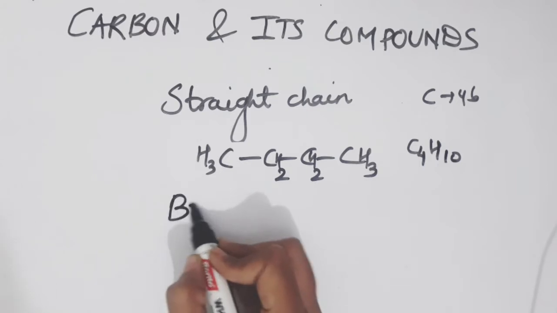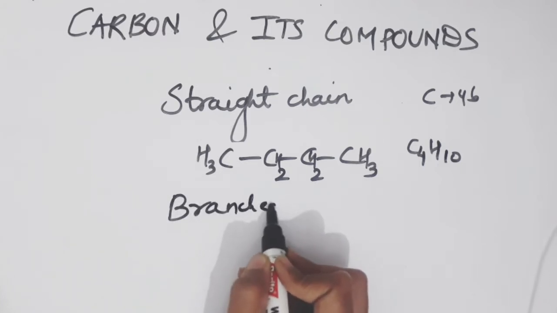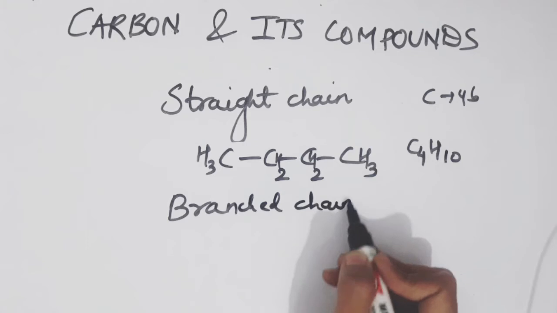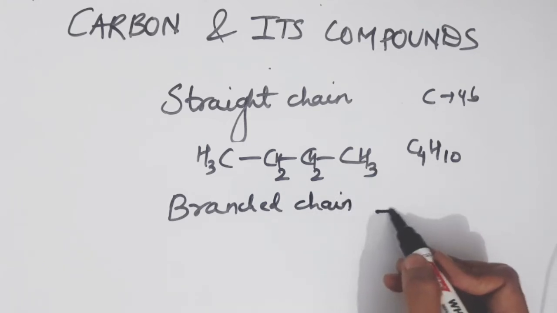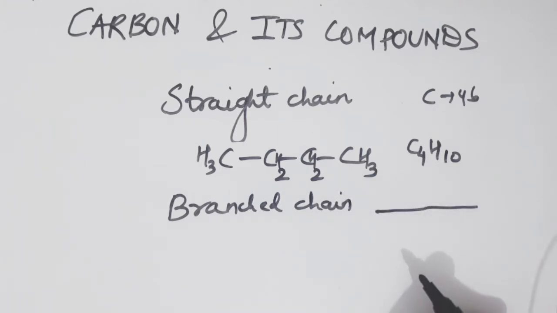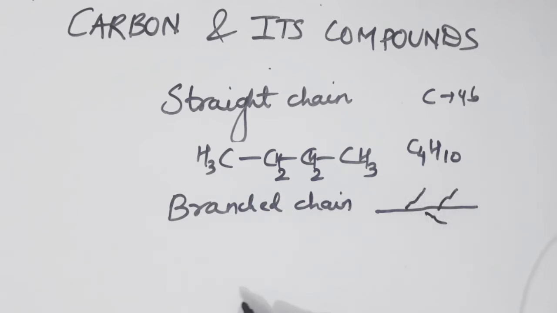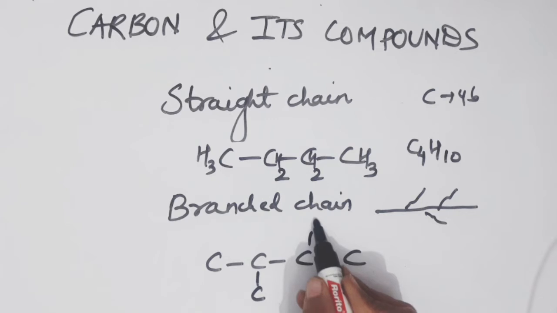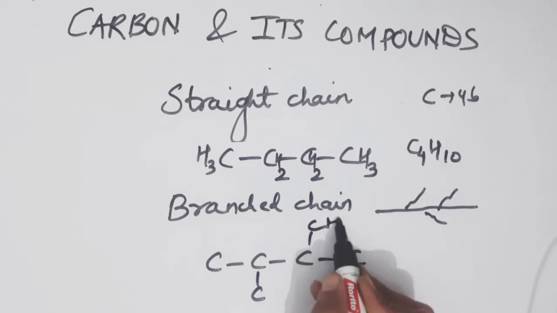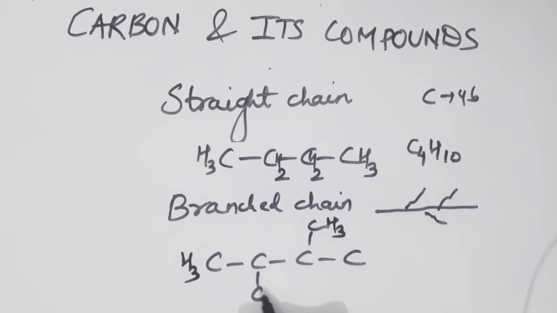Now by branch chain you mean, see, a tree has a root, a stem, and then it has branches. Similarly, carbon will also form branch chain compounds, that is it has a main chain that is linked to other carbon through branches. So this is known as branching of carbon compounds. Now completing the hydrogens, we have this as a branch chain compound.